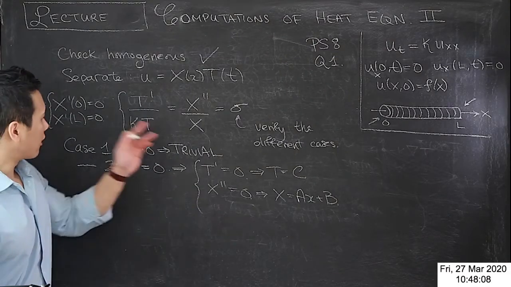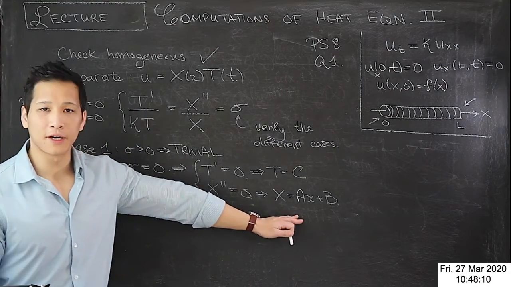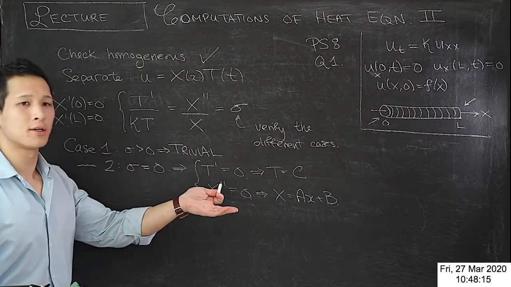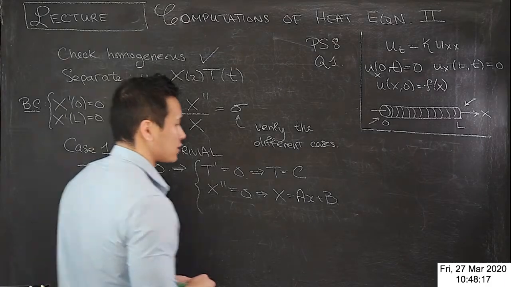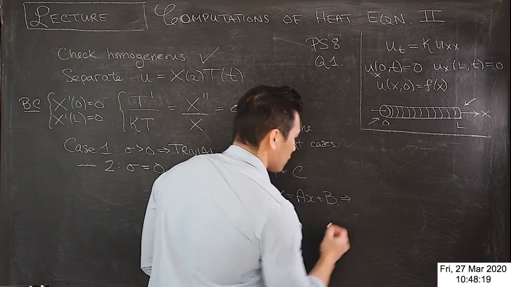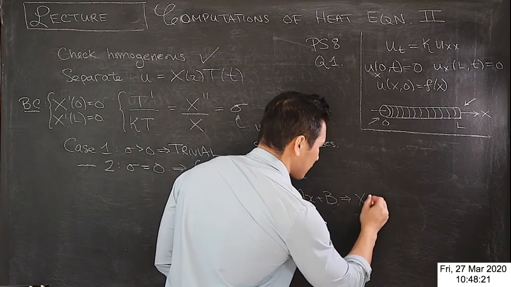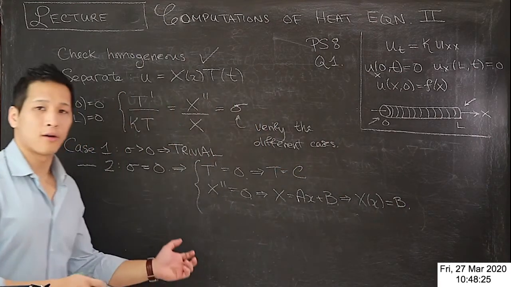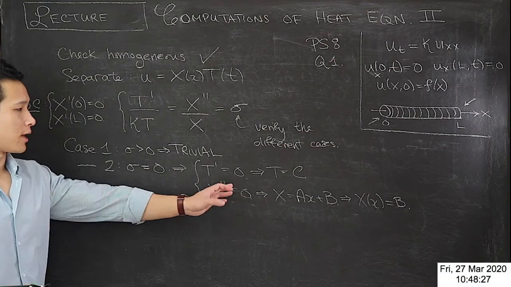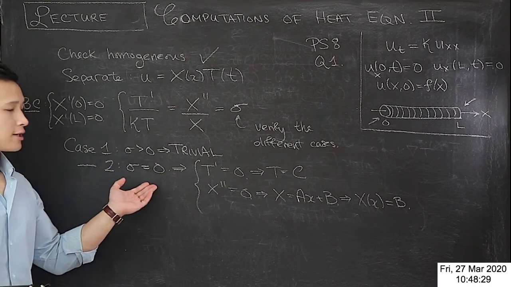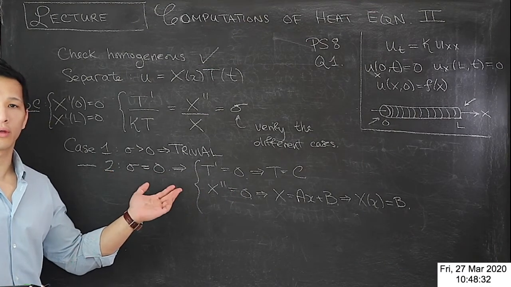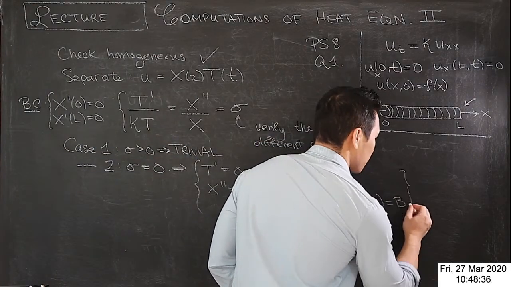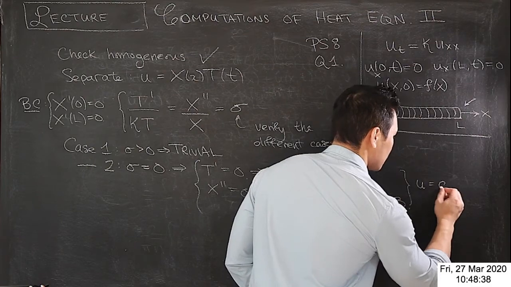Okay, so now you impose this condition on this function, and the only linear function that has the derivatives being 0 on both ends is just a constant. So this would tell you that X of x is equal to a constant b. Okay, and you're left with the conclusion that the solution of the sigma equal to 0 case is that both X and T are constant, and so u is constant. So together, these would imply that u is equal to a constant.